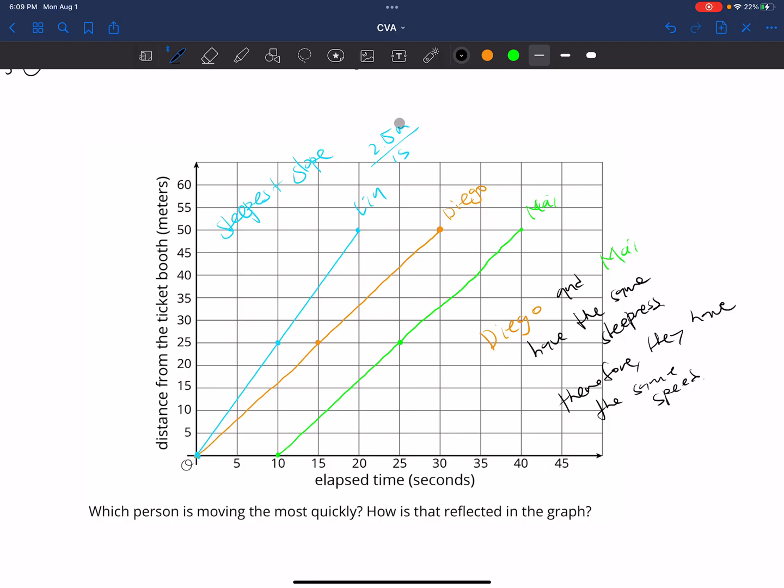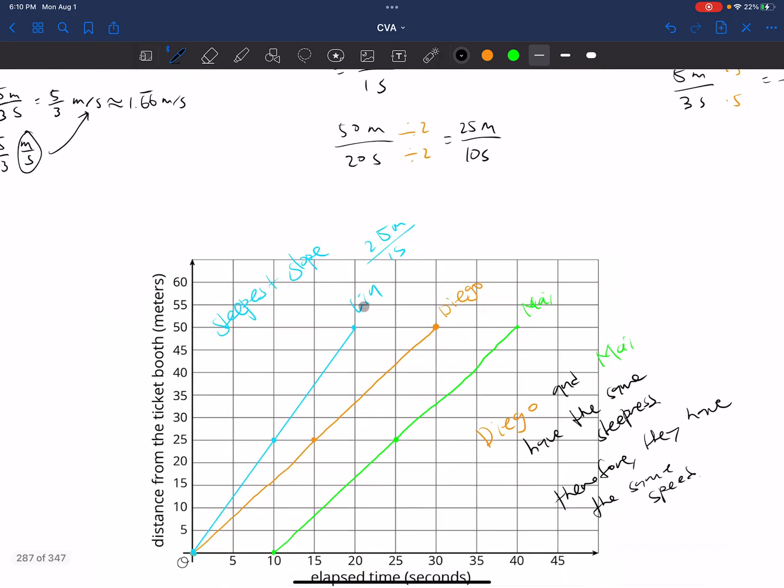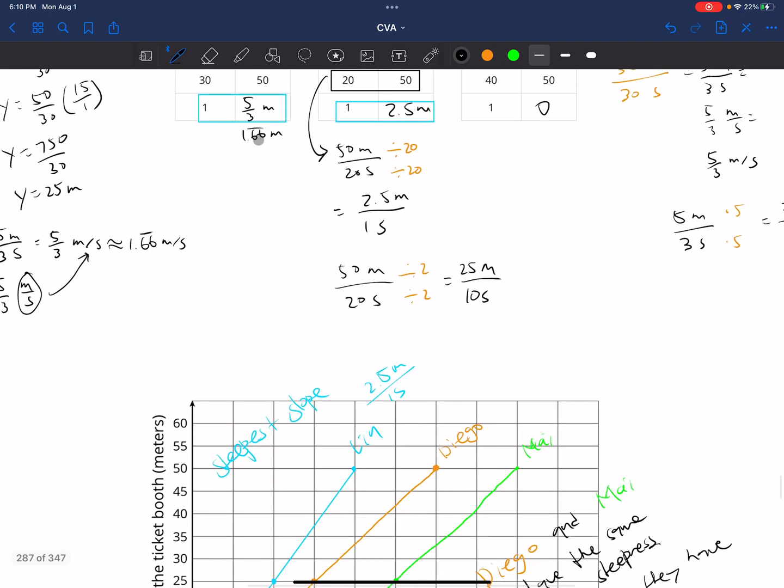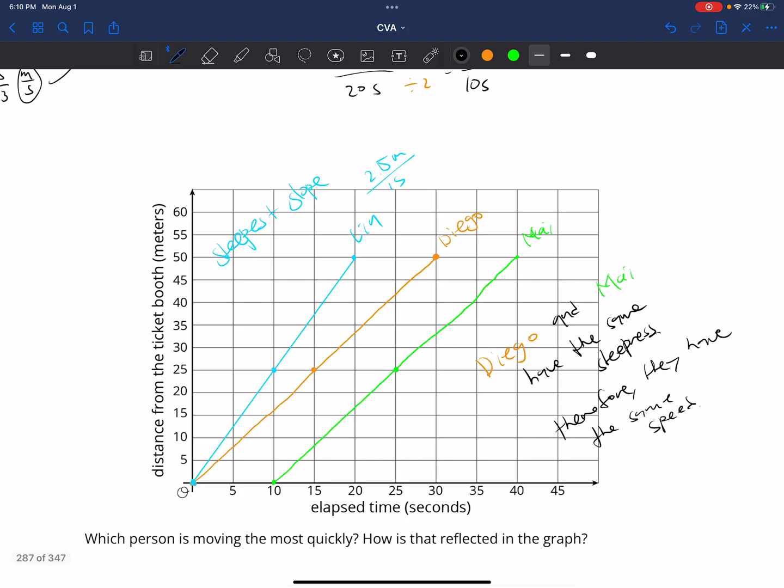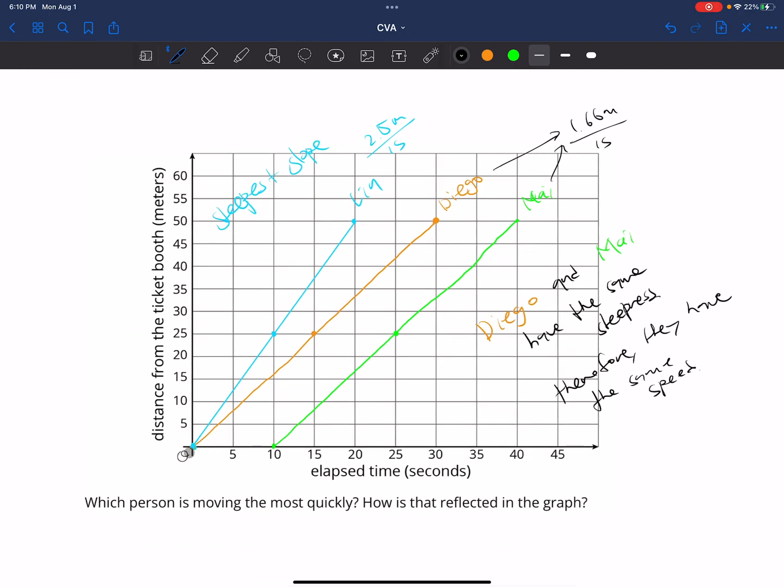And because Lynn is the steepest, she goes the fastest. And because these two are less steep than Lynn, they are going slower. In fact, they go 1.66 meters per second. So these two go 1.66 meters per 1 second. And if you take a look, the only reason Mai's line has moved over to the right this way is because she waited for 10 seconds until she started moving. That's why it's moved like that. So I hope this helped you in terms of explanation, and I'll see you guys in the next video. Bye.